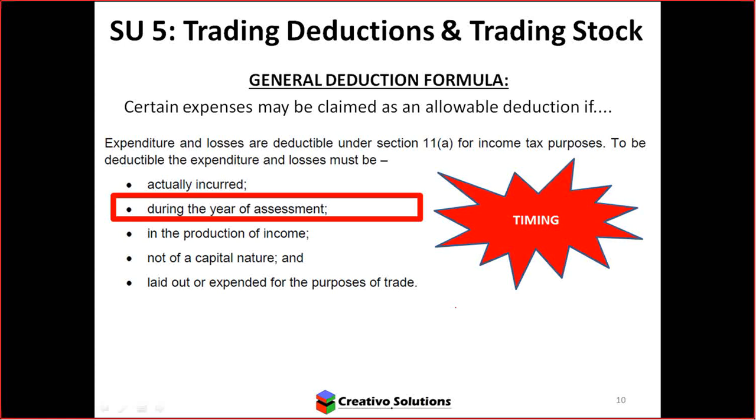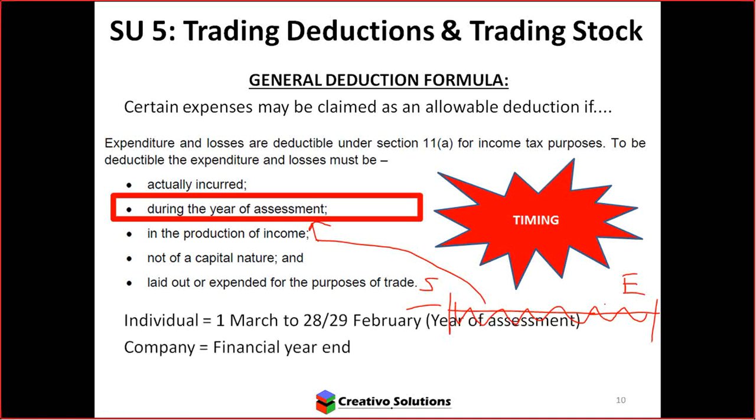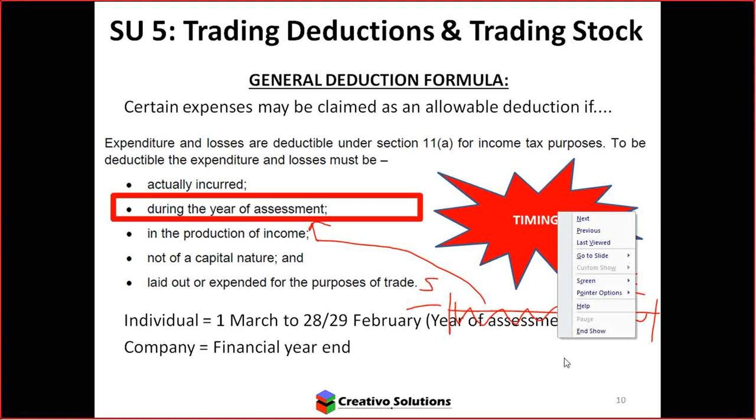So if you actually incur an expense, it must be during that period, from start to end. Anything that takes place here would be part of the year of assessment. Okay, anything outside, not. And that's why you'll have to adjust for those other things, which you kind of saw in some of the questions that I took you through last week. Okay, next bit.